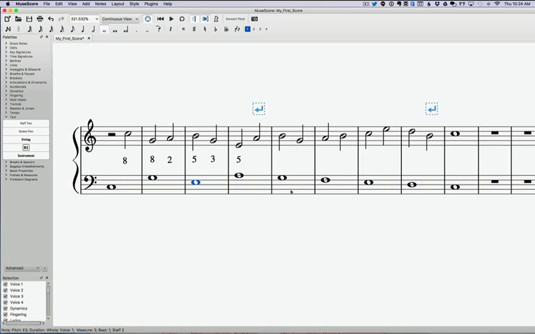Another error. Now I've got another error in this. See if you can spot it by the time I get to it. I'm going to keep labeling my stuff here. So I've got an A to an A. That's an octave.